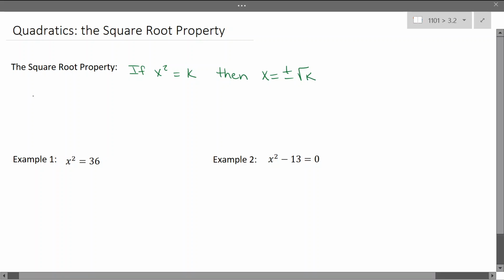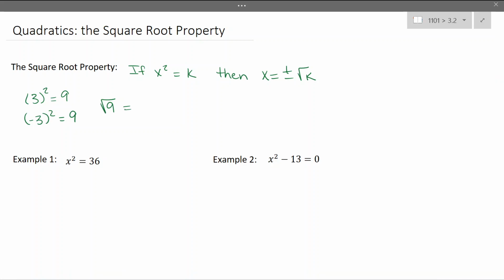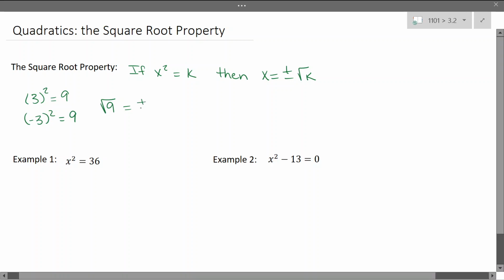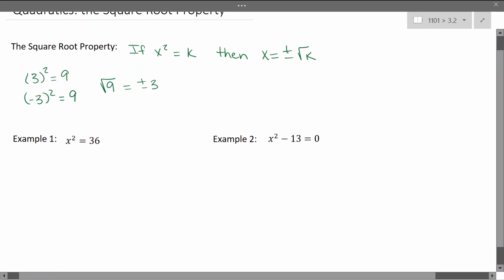Say I have 3 squared. That is equal to 9. But negative 3 squared is also equal to 9. So if I take the square root of 9, is my answer negative 3 or is it positive 3? So what the square root property tells us is that it's negative or positive 3. So let's look at a couple of examples.